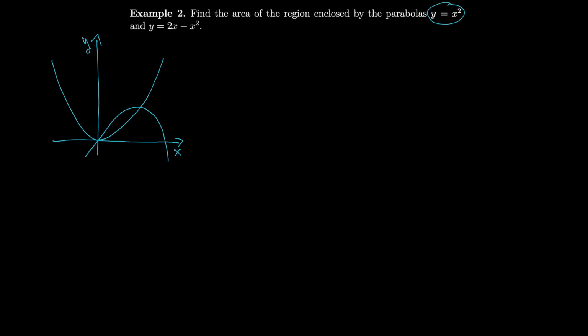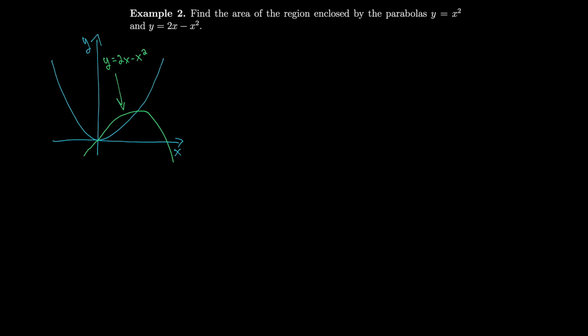So y equals x squared is the happy face one that opens up. So that's this top one. Actually, let me do another color. Let's do green for this one. Okay, so pretty bad looking parabola, but maybe it looks a little bit clear which one's which now. This frowny face parabola is y equals 2x minus x squared.